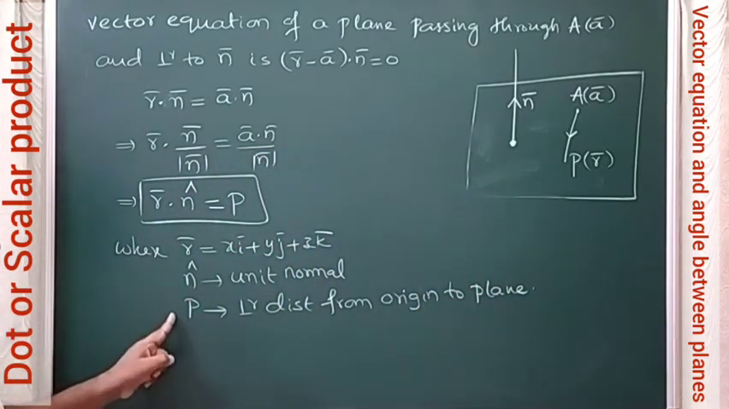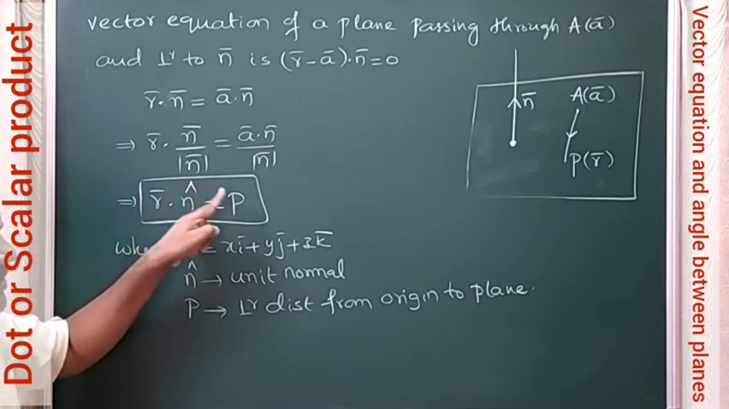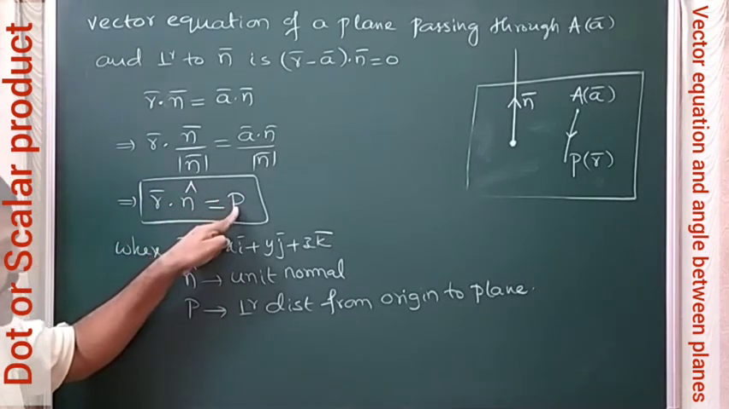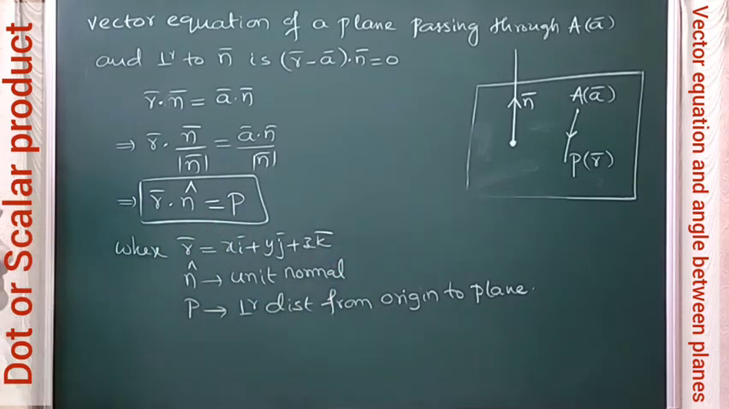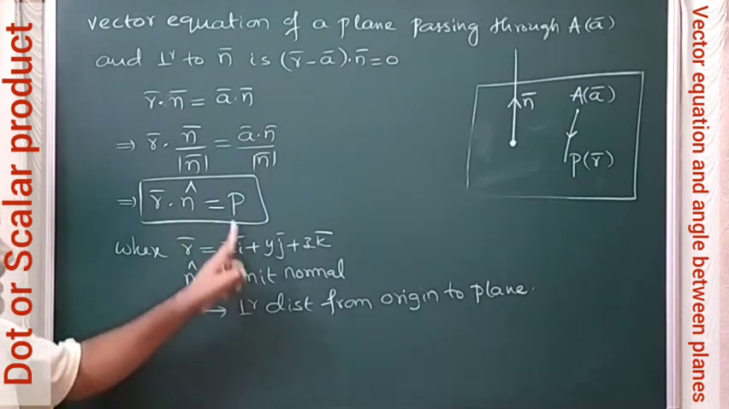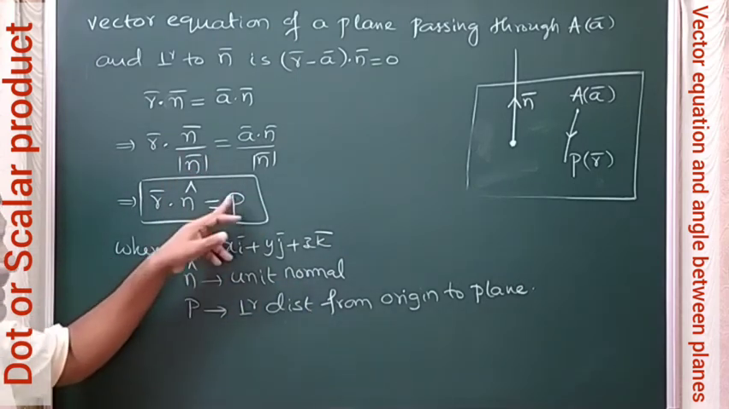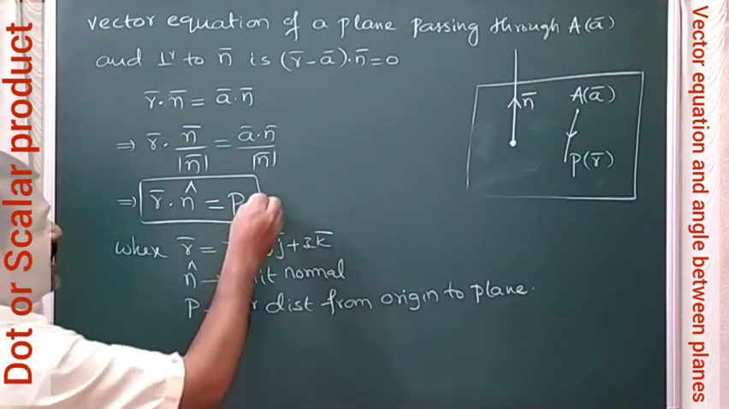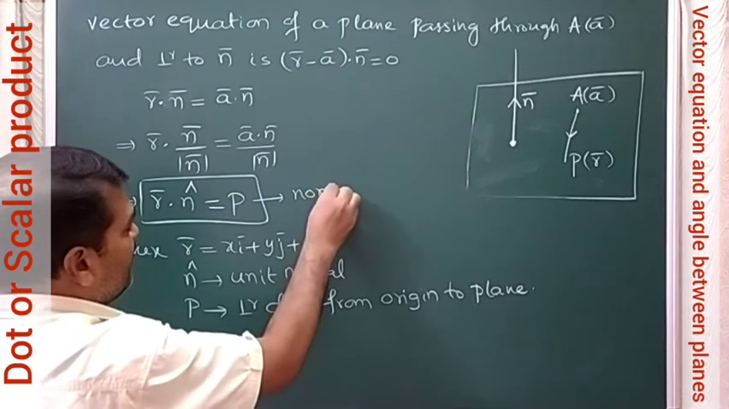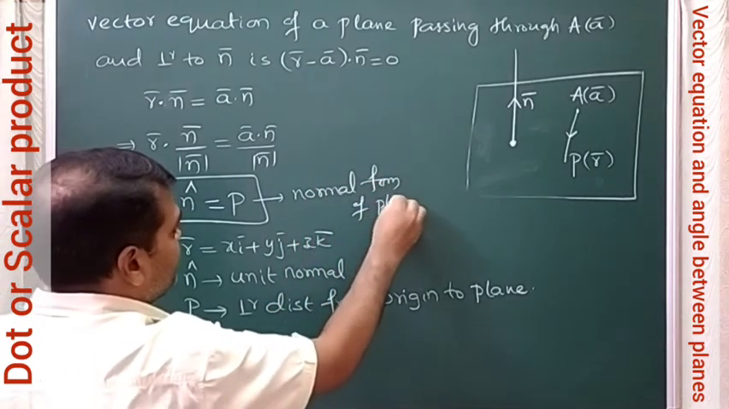Whenever you are taking the normal form, you must have a unit normal here, and whatever you have on the RHS represents the perpendicular distance from the origin to the plane. Since p is a perpendicular distance, we have to take care that p is not negative. This is called the normal form of the plane.